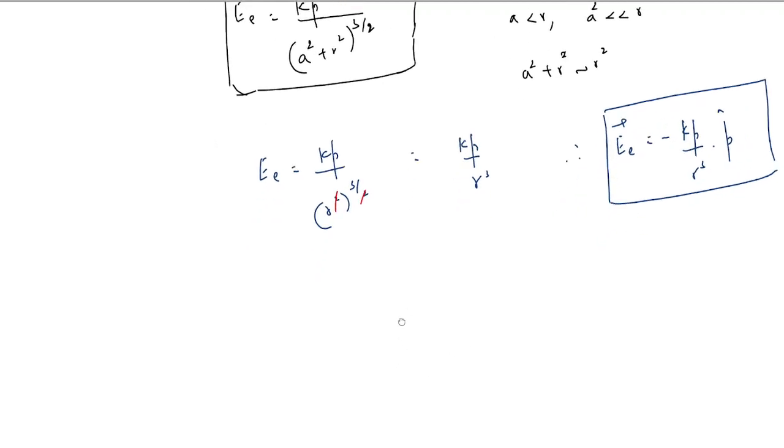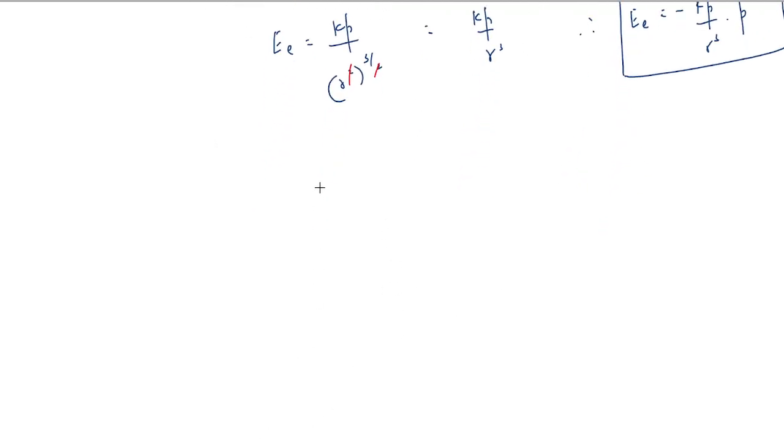To summarize the previous derivations, E along the axial point is equal to 2 k p by r cube, and E along the equatorial point is equal to k p by r cube. This is only in terms of magnitude and for a short dipole. Comparing these two, we can say that the electric field at any point on the axis is equal to 2 times the field on the equatorial plane.